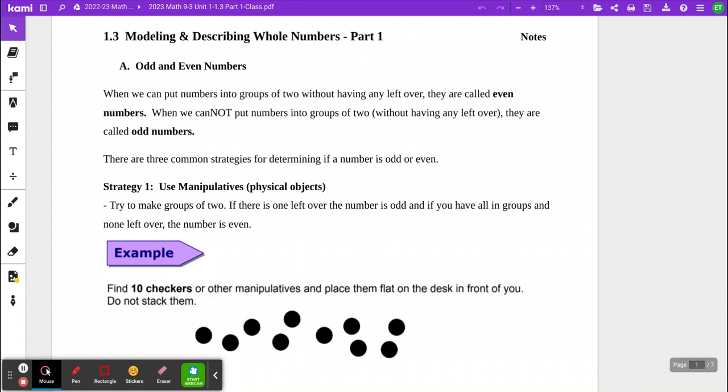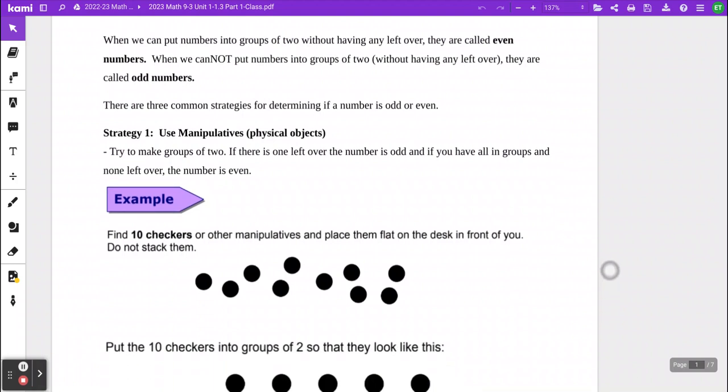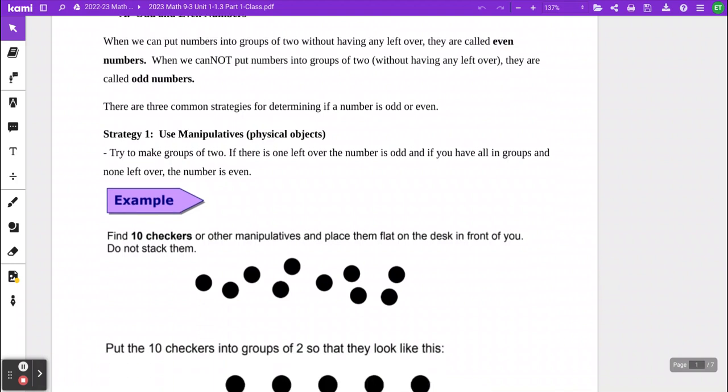Okay, this is lesson 1.3. We are talking about odd and even numbers. This is part 1. So we call groups when we can have numbers that can be evenly put into groups of 2. Those are called even numbers. If we cannot put them into groups of 2, they are odd numbers.